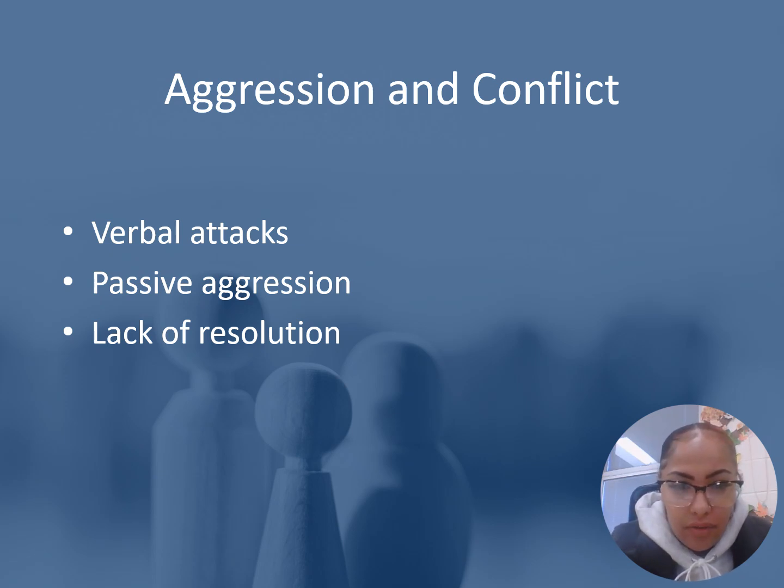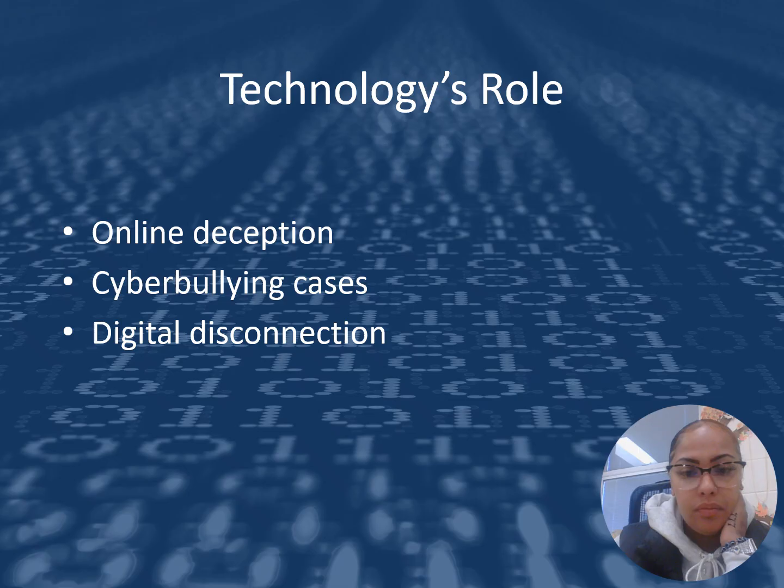Aggression and conflict: verbal attacks, passive aggression, and lack of resolution. Aggression can be verbal or emotional: name calling, insults, or passive aggressive comments. While some conflict is healthy and helps people grow, consistent aggression only creates distance. The goal is to resolve issues respectfully rather than escalate them.